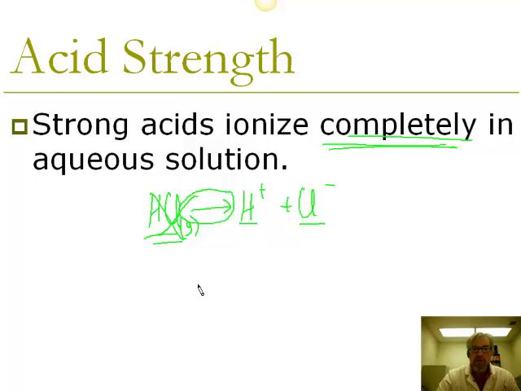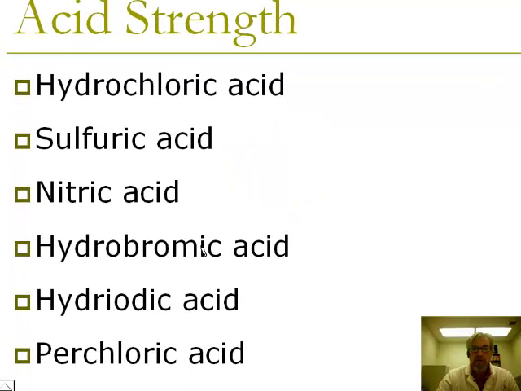It's important to know what the strong acids are, and fortunately it's not a very long list. There are only 6 strong acids. One that we just looked at is hydrochloric acid, HCl. That ionizes completely to give you H pluses and Cl minuses.